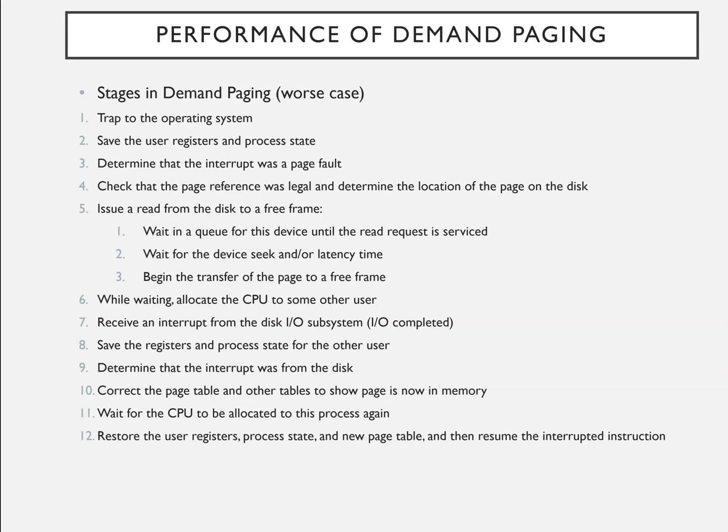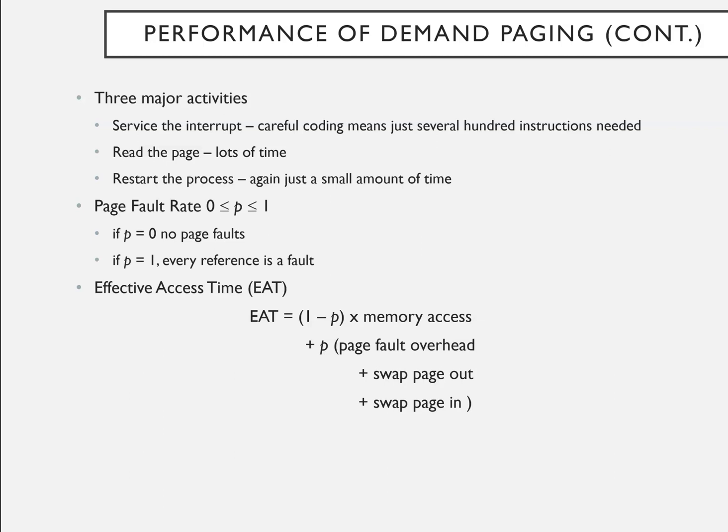When it's done, we'll receive an interrupt, save the registers and process state for the other user, determine that the interrupt was from the disk, correct the page table and other tables, and wait for the CPU to be allocated to this process again. Restore the user process registers, process state, and then resume. So there are three major activities. Service the interrupt, read the page, restart the process.